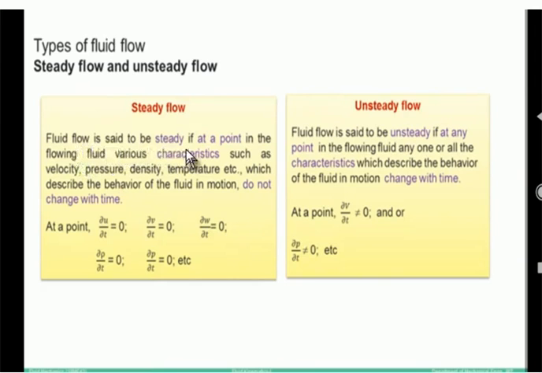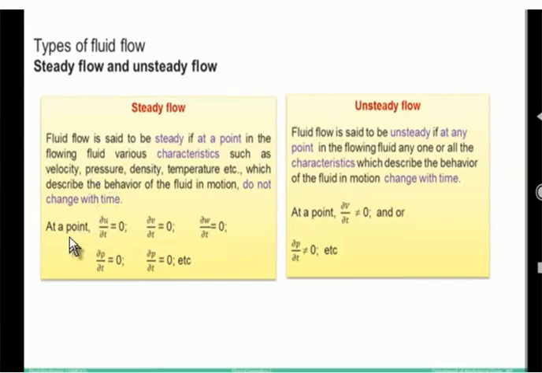Fluid flow is said to be steady if at a point in the flowing fluid various characteristics such as velocity, pressure, density and temperature, which describe the behavior of the fluid in motion, do not change with respect to time. So if the fluid flow is steady, these characteristics like velocity, pressure, density and temperature will not change with respect to time. Even if the time changes, these properties will not change. So such flow is called a steady flow.